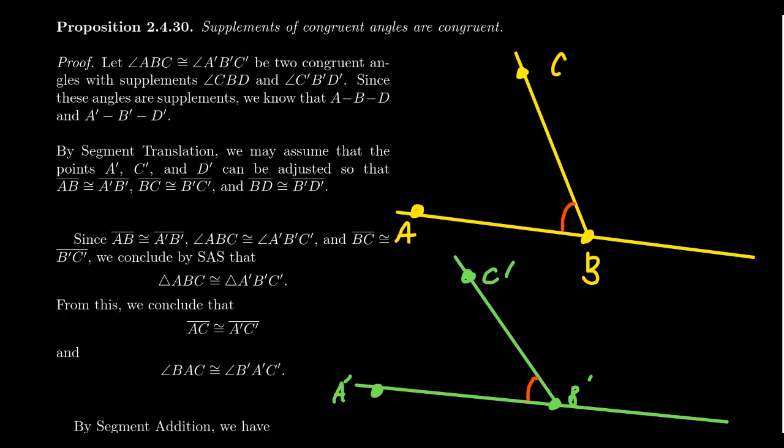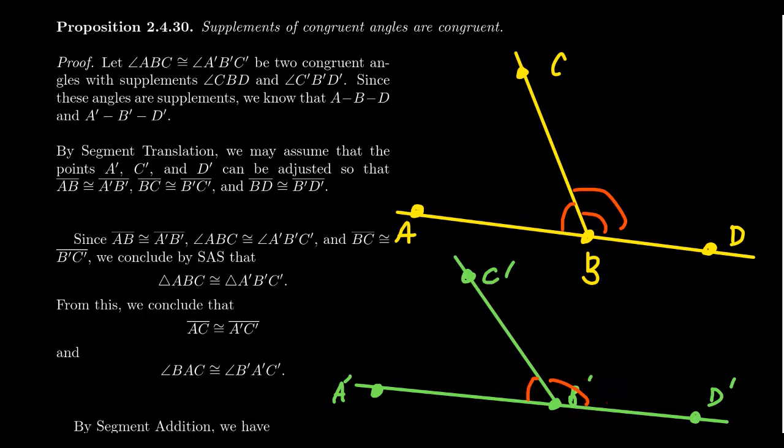So what we need to do is prove that the supplements of these two angles are likewise congruent. Well, by the extension axiom, which we just talked about, there does exist a point D such that the angle DBC is supplementary to ABC. And by extension, there's also some point over here, D prime, so that the angle D'B'C' is the supplement to A'B'C'. So our goal right now is to prove that angle DBC is congruent to D'B'C', like so.